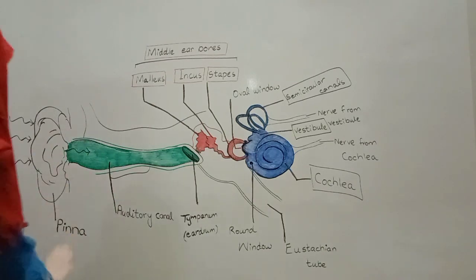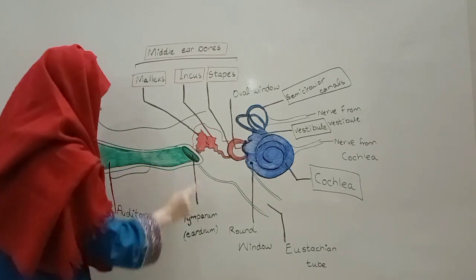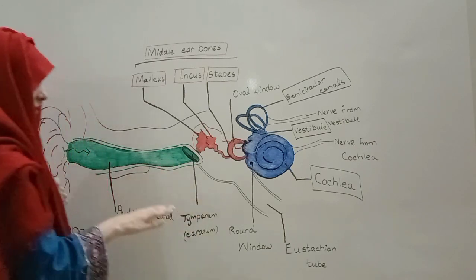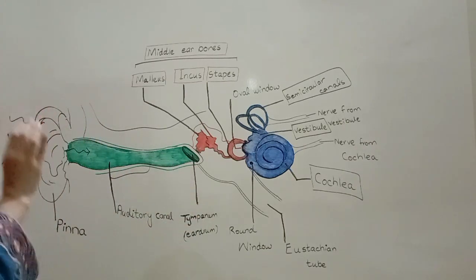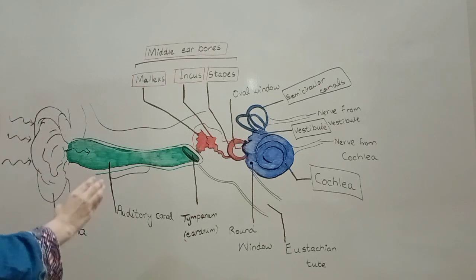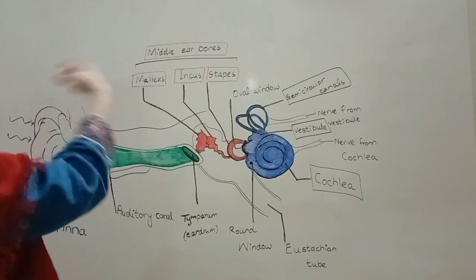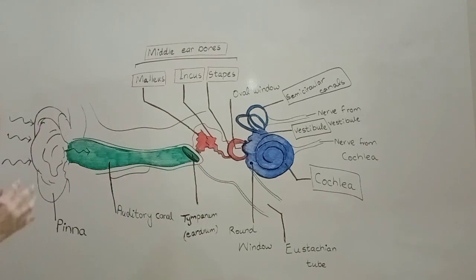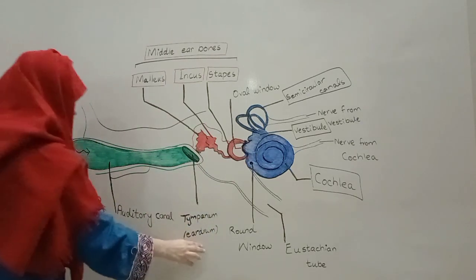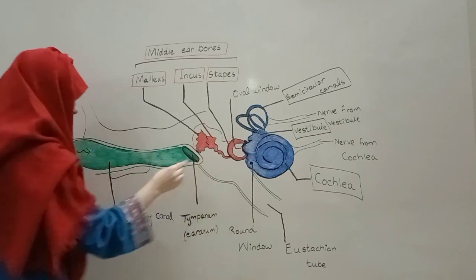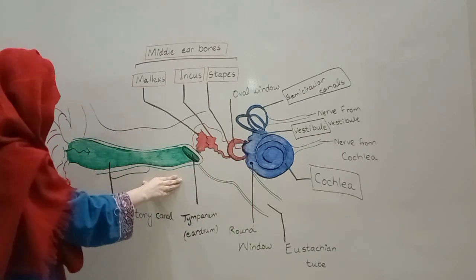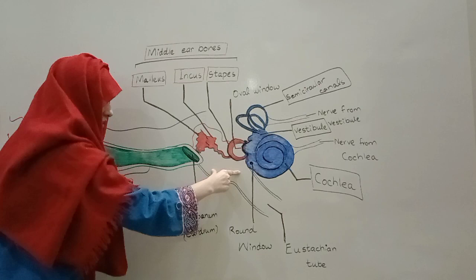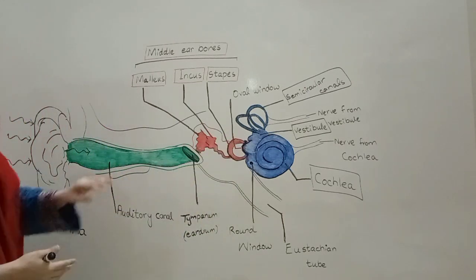The last part of the external ear is the eardrum or tympanum. It is the last part, at the end of which the second part, the middle ear, starts. Basically, we can say that the eardrum separates these two parts, the external ear and the middle ear. Now, let's talk about the middle ear.